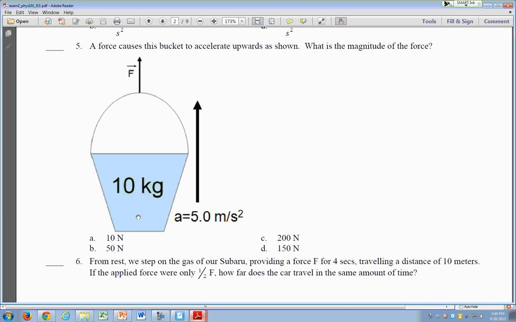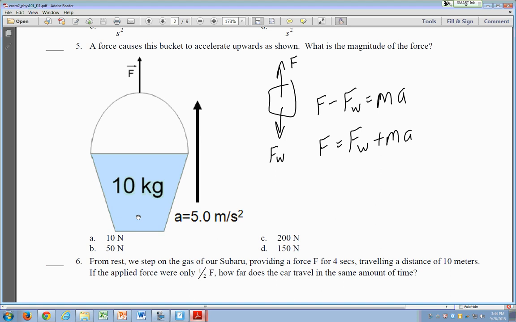This one is a little more complicated. I have this object. It has two forces, F, Fw. And so I'd say F minus Fw equals the mass times the acceleration. So F is equal to Fw plus the mass times the acceleration, which is 100 newtons plus 10 times 5, which is 50 newtons, which is 150. All right, that's sort of like the elevator problems that we did in class, where you have an elevator moving up or down.